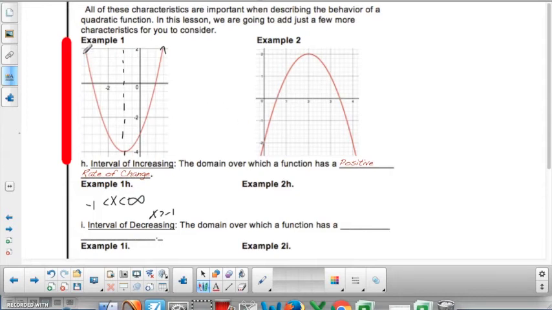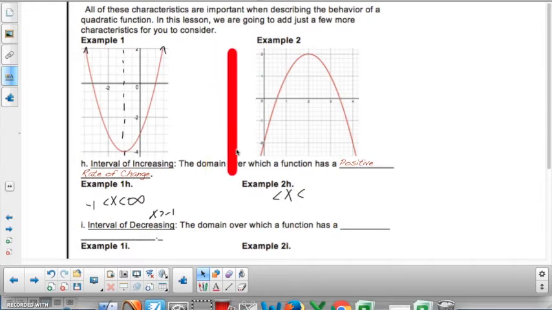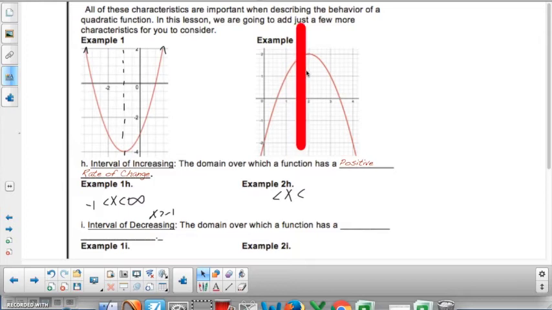For this one, when I start dragging my pencil, well, let's go ahead and put in our shell x. Okay, when I start dragging my pencil, right from the get-go it seems to be increasing because the farther I go, the higher this thing gets, and it continues to go up, up, up, up, up until we hit that vertex right there where it starts to fall again.